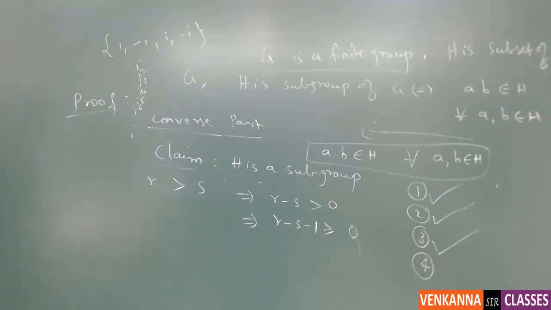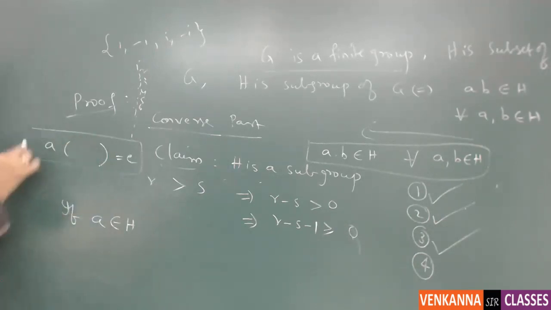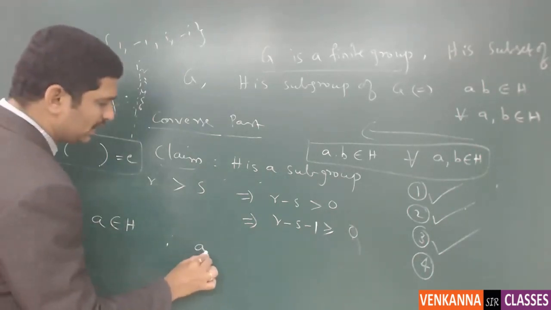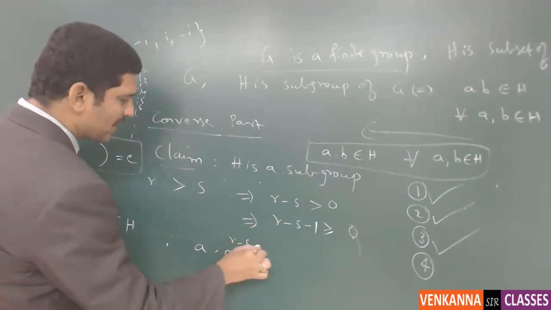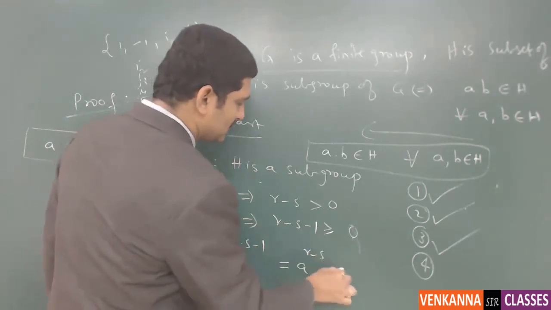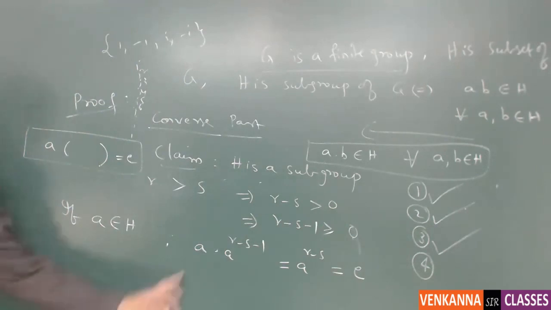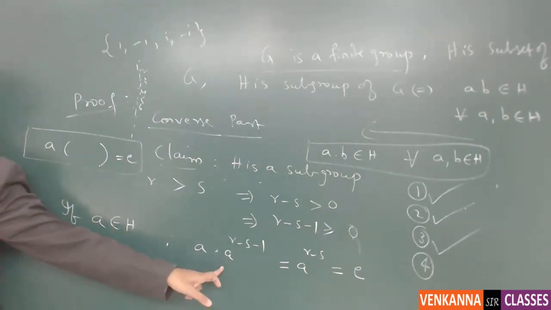Right. So why am I considering this part? Because if I take A belonging to H, the inverse of A means if I multiply A with some other number, I should get identity. So if I take A here, you multiply A with A power R minus S minus 1. So it is nothing but A power R minus S, nothing but identity. So what is the inverse of A here? A power R minus S minus 1.